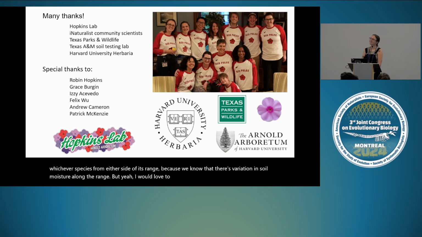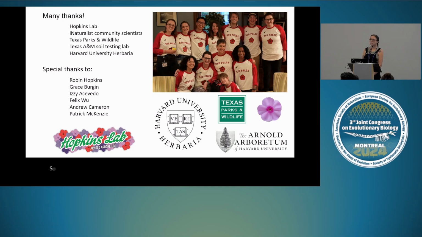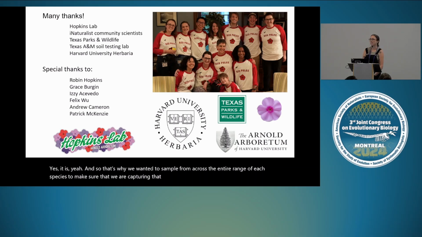Yeah. So soil moisture is lowest in that central area. Is the variation in moisture also largest there as well? So both droughts and wet areas? Yes, it is. And so that's why we wanted to sample from across the entire range of each species, to make sure that we are capturing that variation.